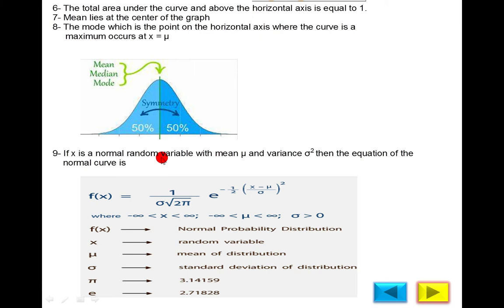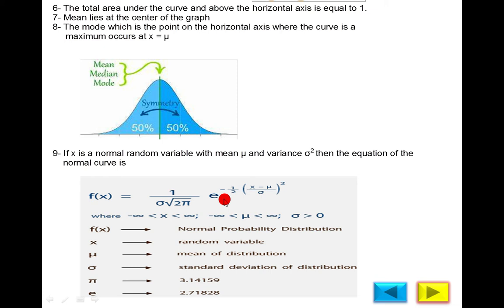If x is a normal random variable, you know that in probability distribution we use the word random variable instead of variable, with mean mu and variance sigma squared. Then the equation or formula of the normal curve is this. f of x, in general we use f of x for any function, equals 1 upon sigma, the standard deviation, times the square root of 2 pi, into e raised to the power minus half, in brackets, x minus mu upon sigma, whole squared. And you have used this type of function in integration of the exponential function in mathematics.